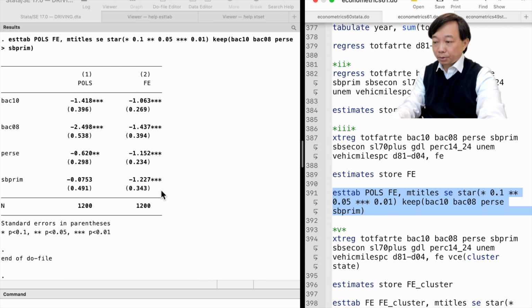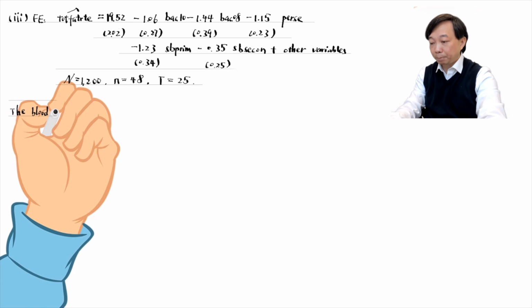The most noticeable change is that the primary seatbelt law has a significant effect on the fatality rate. It reduces fatalities by 1.2 per 100,000 population, and the effect is statistically different from 0 at the 1% level.